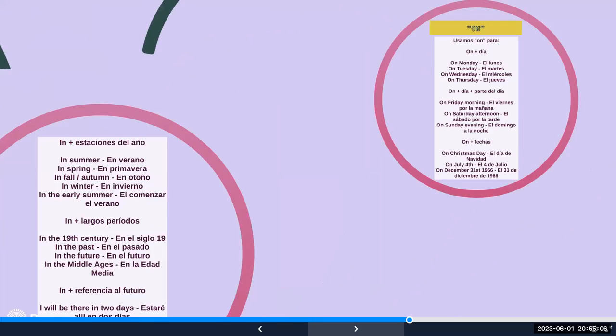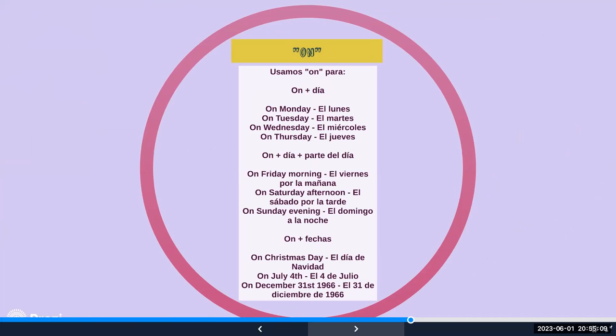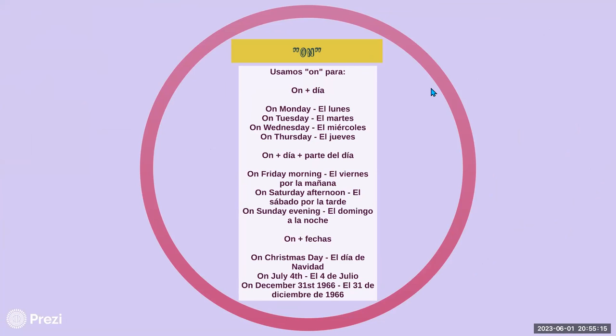Okay, you already talked about this. Okay, I need that somebody read it, please. ¿Quién la lee? Usamos on para on más día: on Monday, on Tuesday, on Wednesday, on Thursday. On más día, más parte del día. On Friday morning, el viernes por la mañana. On Saturday afternoon, el sábado por la tarde. On Sunday evening, el domingo a la noche.